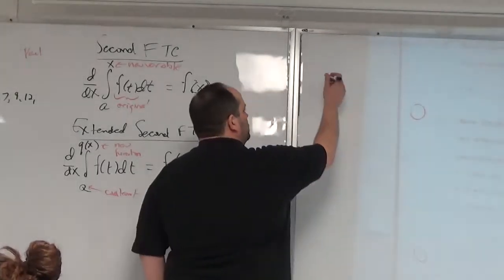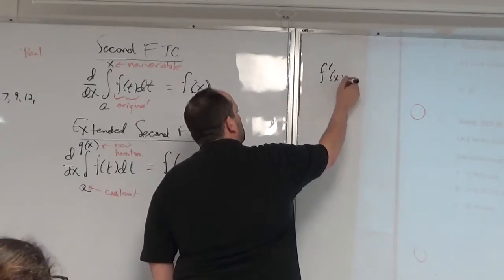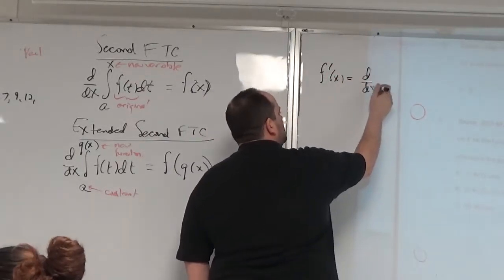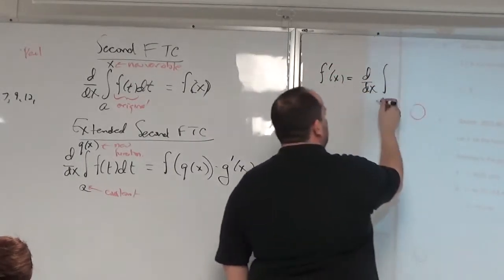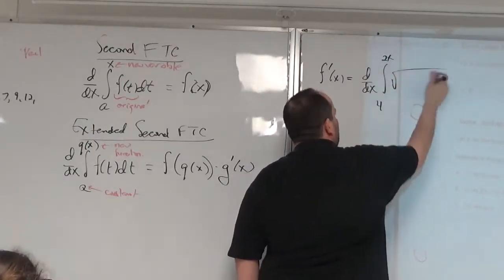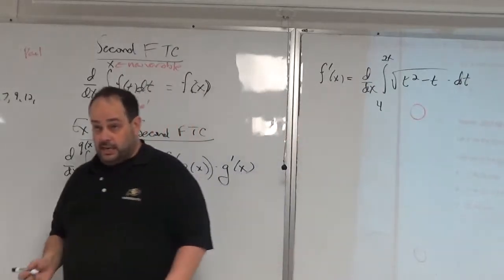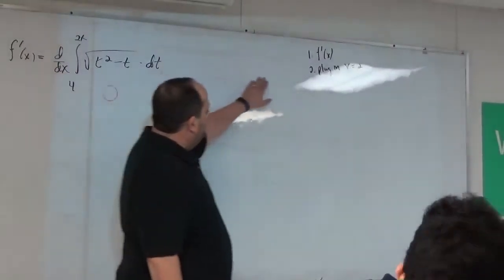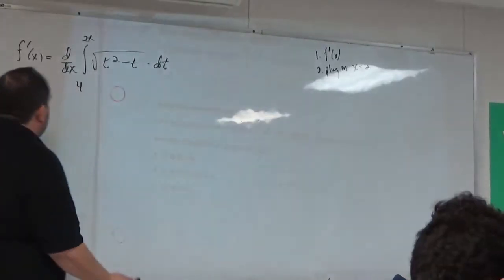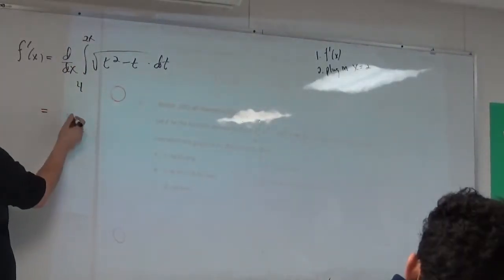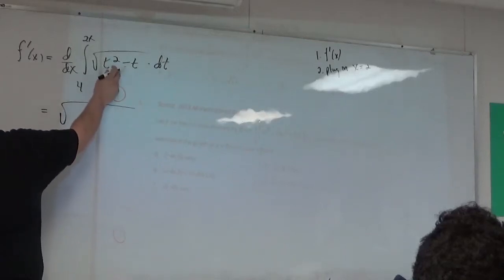Number 2. Okay, side conversations are done. To find f prime of x, you need the derivative from 4 to 2x of the square root of t squared minus t dt. I didn't initially write the derivative, but you need to know that you're trying to find f prime. Most folks were able to successfully find the derivative, and they said, okay, what happens here?